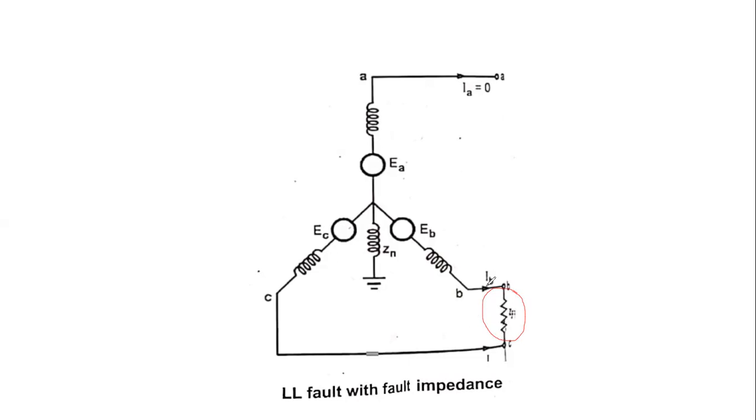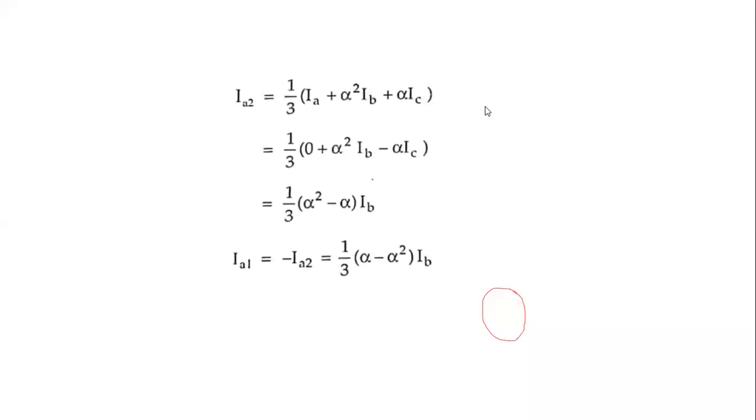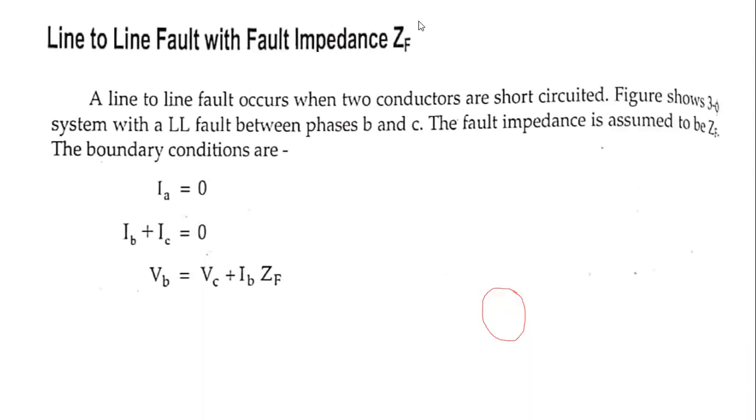Therefore, if the fault is between the B and C phase, the current flowing through the A phase is equal to 0. That means A is open circuited, therefore IA is equal to 0. And then the current across the two phases, IB plus IC, is equal to 0.